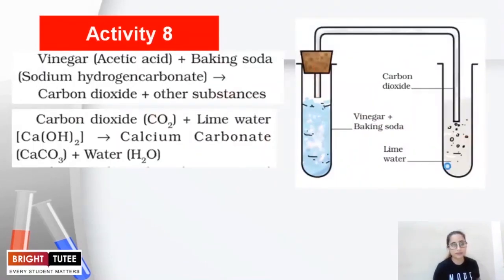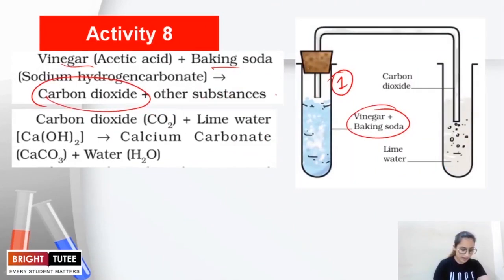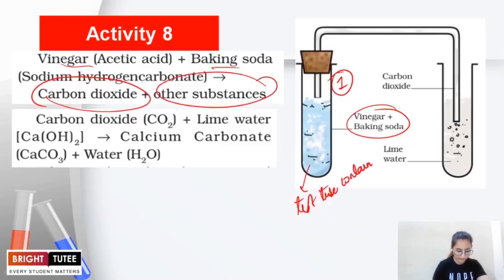Basically, what happened is, as I told you, the vinegar and baking soda in the initial stage in the test tube 1 reacted to form carbon dioxide and other substances which are in the test tube itself. The test tube contains the other products. The product that we need is carbon dioxide. So carbon dioxide is then passed through lime water, right? So carbon dioxide is passed through lime water.